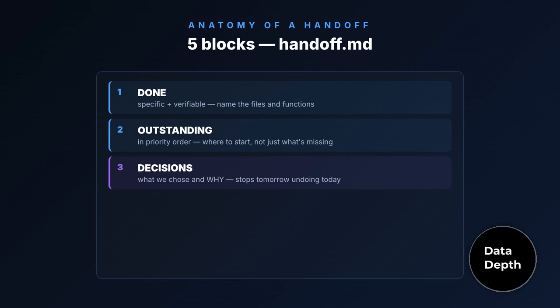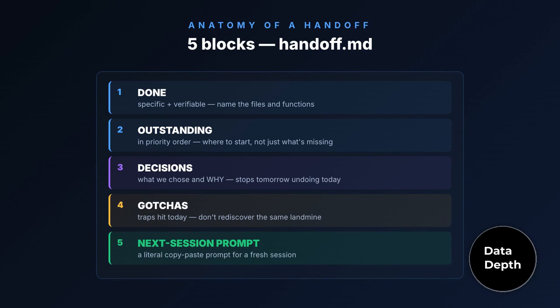Block 3. Decisions made and why. This is what stops tomorrow's Claude from undoing today's thinking. Block 4. Gotchas, the traps you hit, the thing that broke, the flaky test, so you don't rediscover the same landmine twice. And block 5, the important one, the next session prompt.